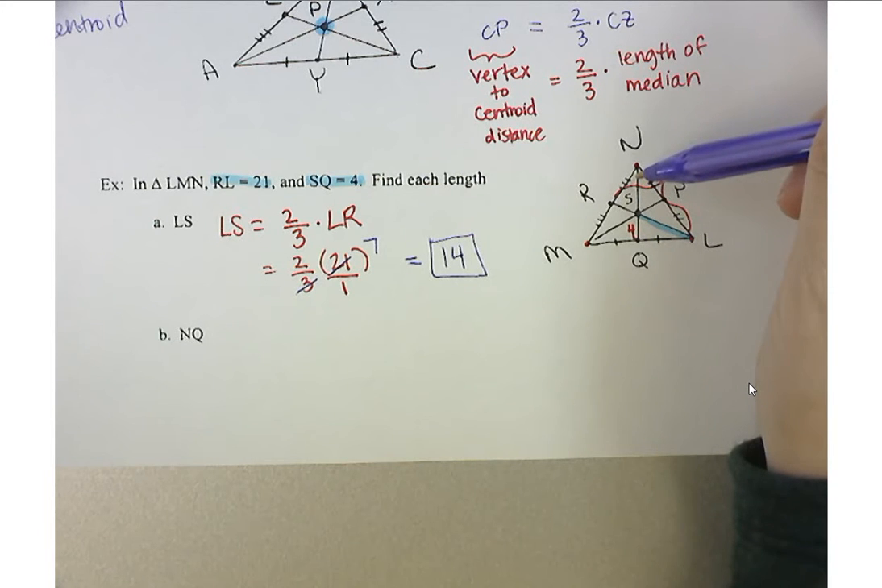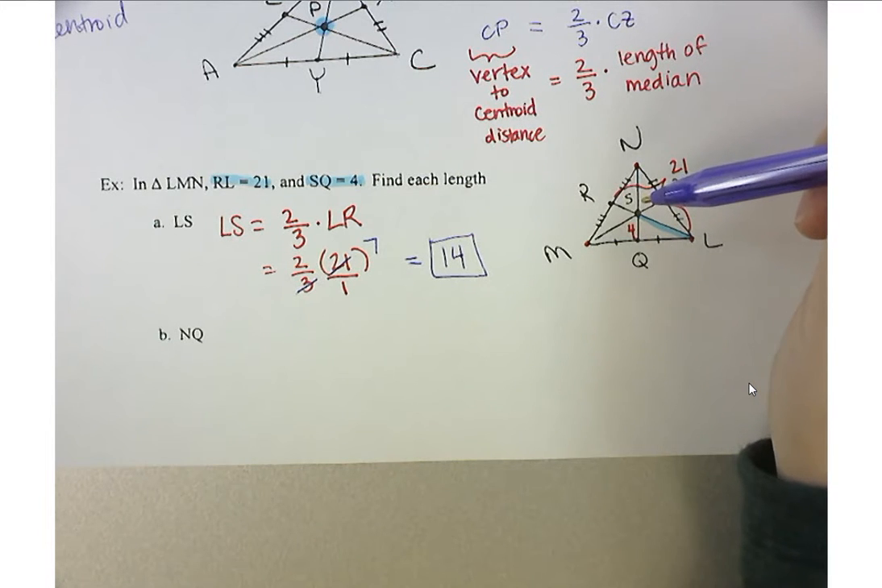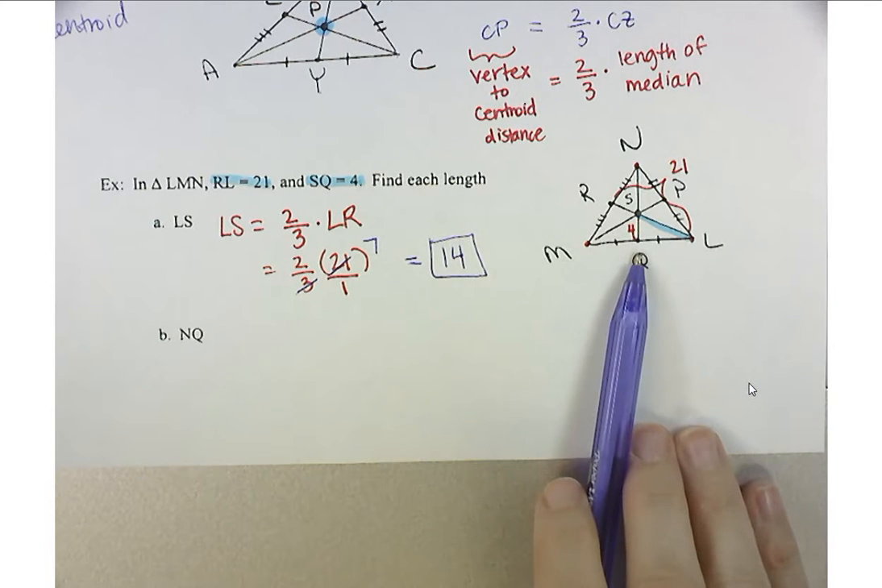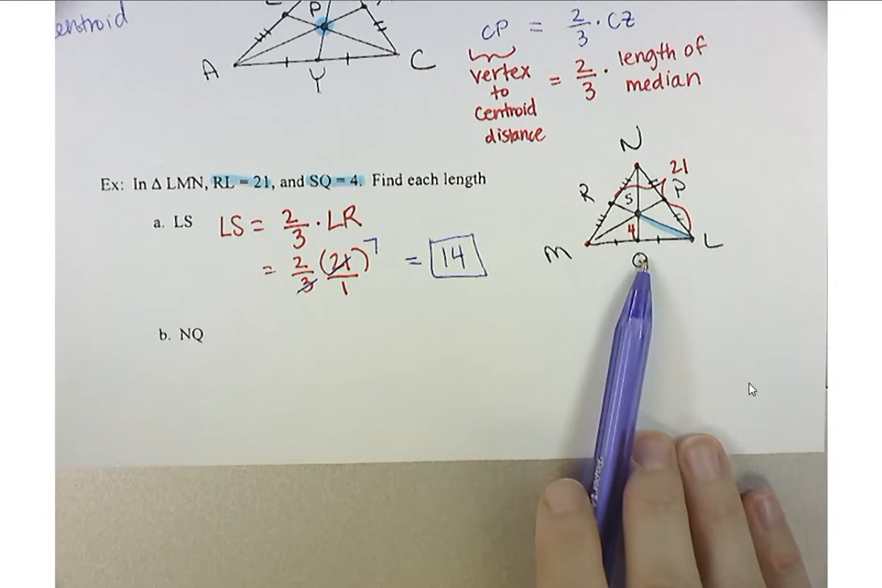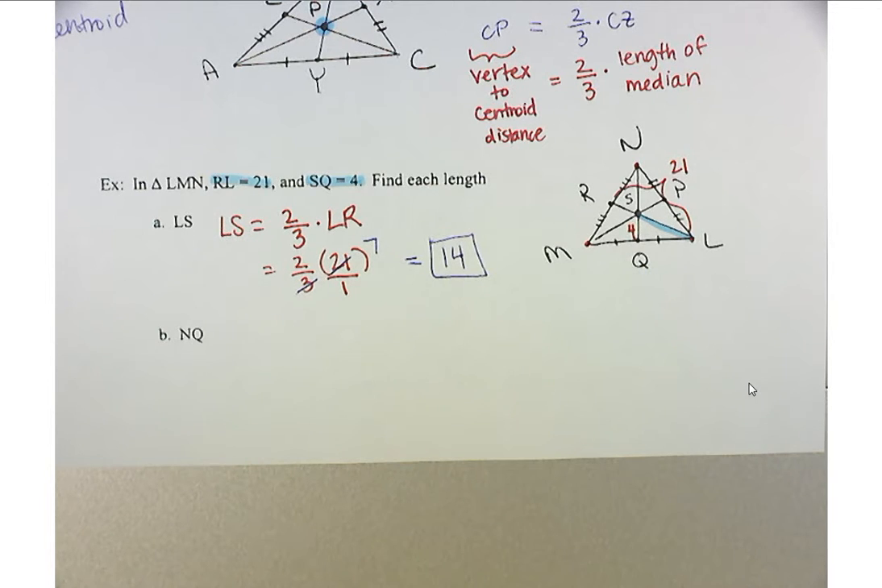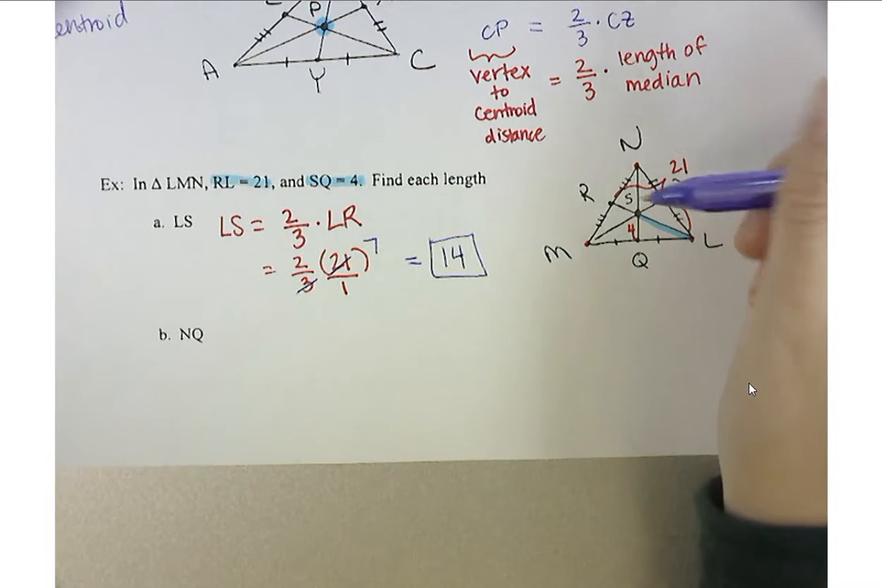Because NS is 8, and they told us that SQ was 4. I knew I had to double it to get NS, and then add 4 to it. Okay, so 4 is 1/3 of the line, right? So if you know what this is, you can always multiply that, right? So if this is 1/3, if you multiply that by 3, you'll get the whole thing. You'll get 12. Okay, so remember that.